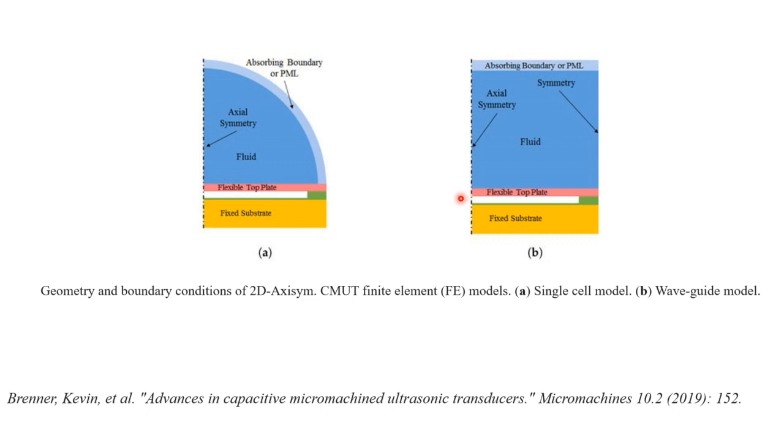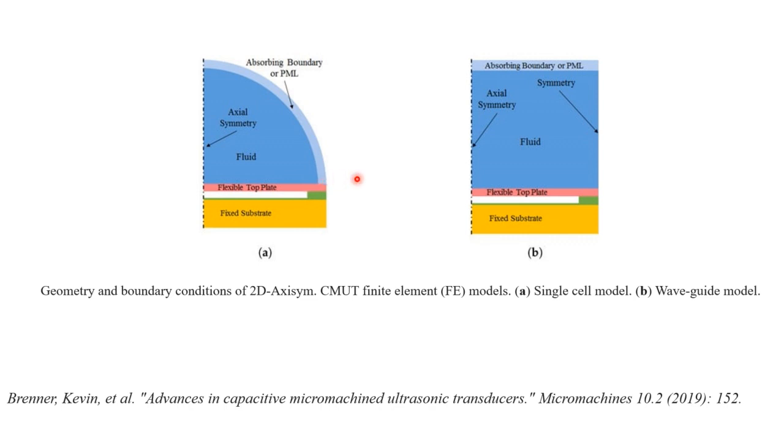There are two competing models that are relevant to CMUTs or other transducers like PMUTs or piezos. In the figure on the left, you have a single cell model in which the radiation conditions are emulated by a quarter circle or spherical absorbing, perfectly matched layer boundary, which is there to ensure that you don't have any reflections in your wave solutions emanating from a vibrating membrane. But this model is limited to a single cell.